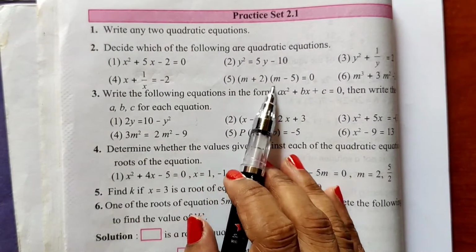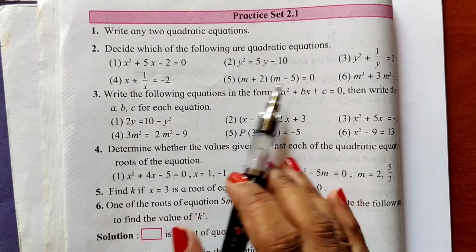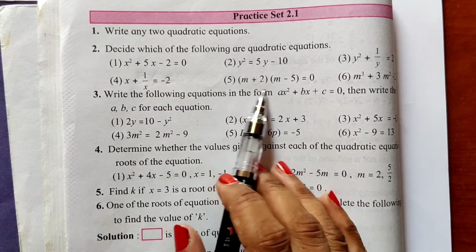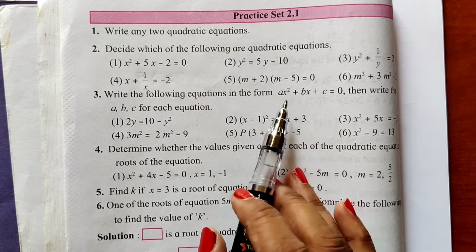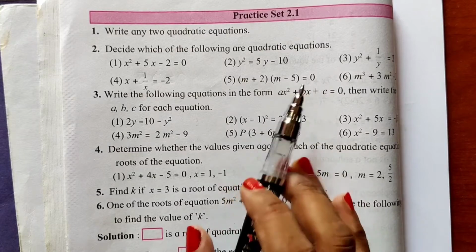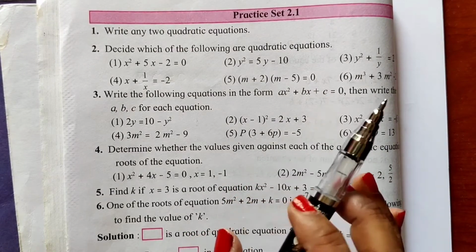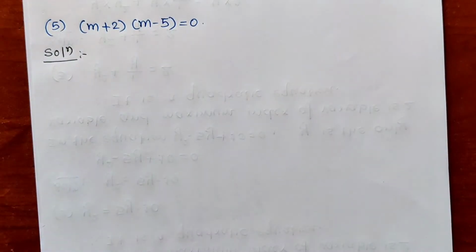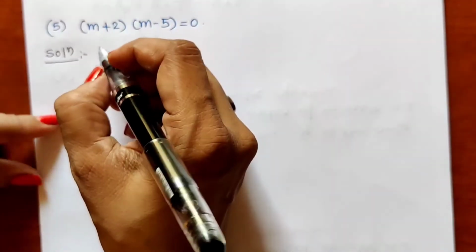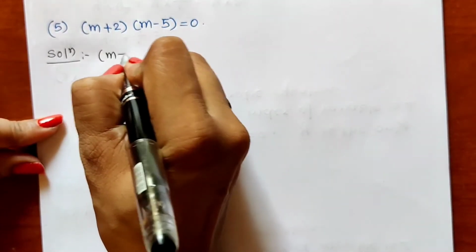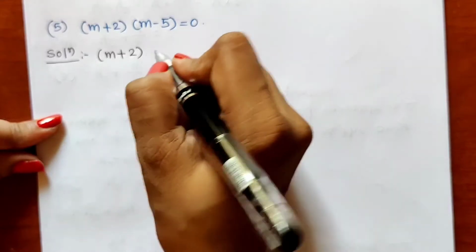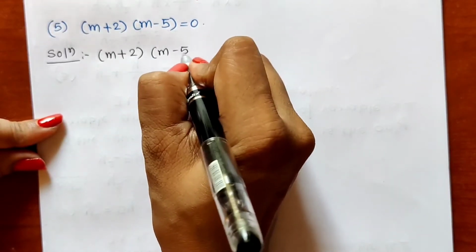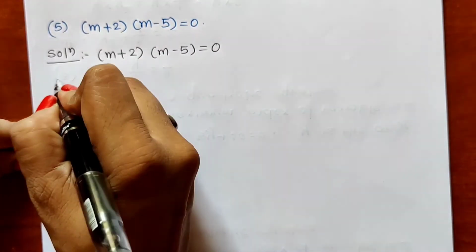m plus 2, first bracket, m minus 5, second bracket, is equal to 0. Two brackets are there. So first let us solve, bring it in the proper format and then decide whether it is a quadratic equation or not. So let us solve the equation. We have to write the brackets in the solution first. m plus 2, m minus 5 is equal to 0. How to solve two brackets?